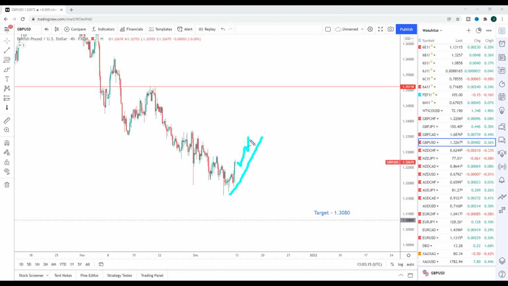And any sell-off to the downside, say we do get a big sell-off if the dollar rallies on Wednesday, would be viewed as the opportunity to look for a pullback and then further declines down to the 1.3080.